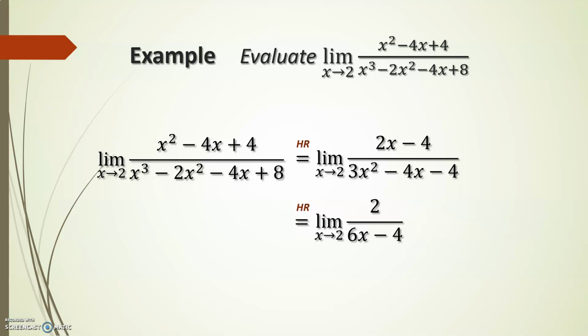Differentiating the top and bottom, we will get 2 from the numerator's derivative and 6x minus 4 from the denominator's. Once again, trying this new limit by direct substitution, you will get 2 over 8, which is a quarter, so a determinate answer is observed.